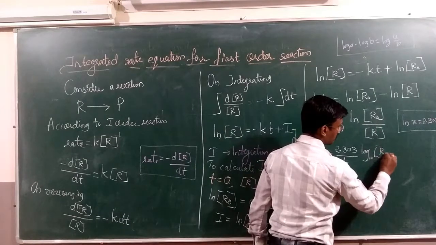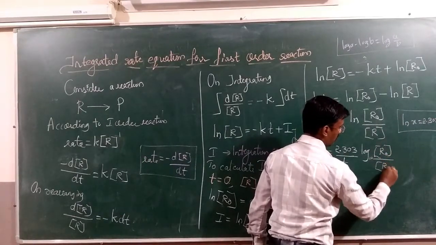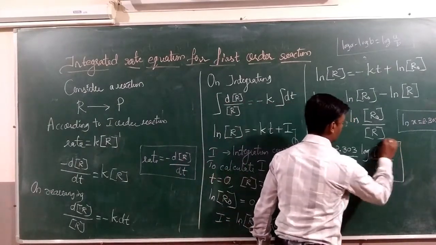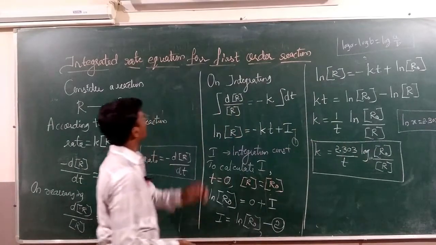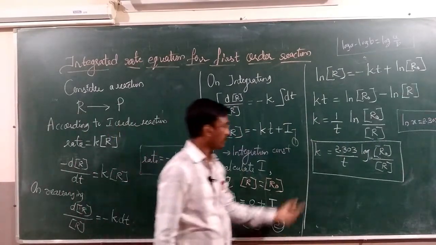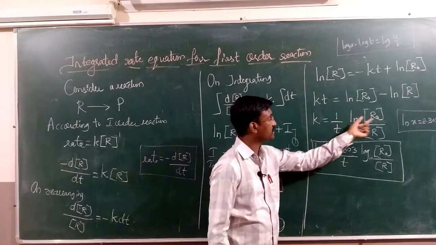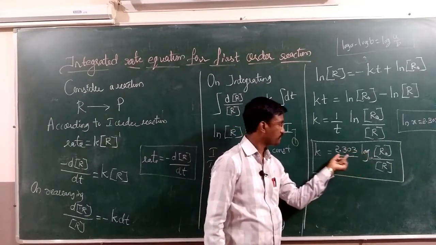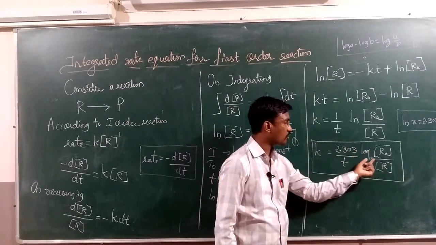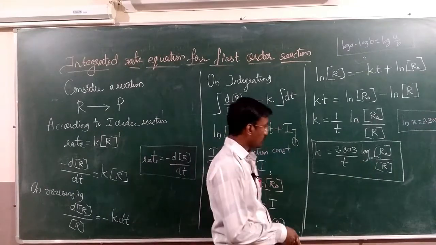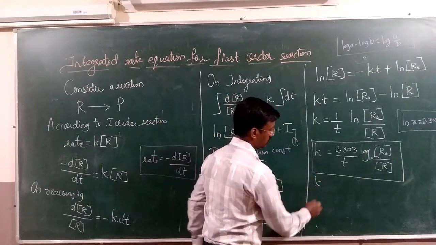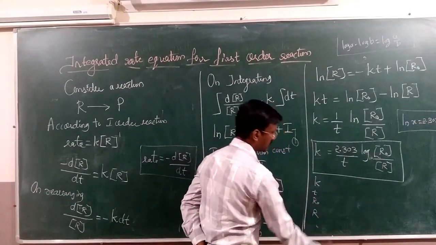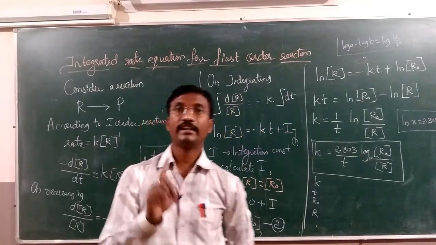Remaining is R0 divided by R. This is the expression for the integrated rate equation for a first order reaction. Here, k is equal to, ln is converted by multiplying by 2.303 in the log: k = (2.303/t) log R0 by R to the base 10. Here k is the rate constant, t is the time, R0 is the initial concentration and R is the concentration of the reactant at a time t.